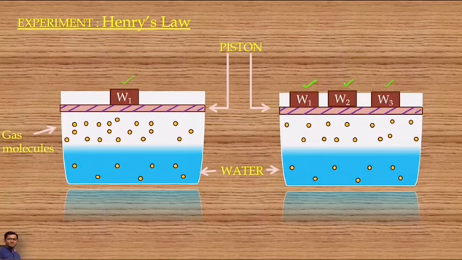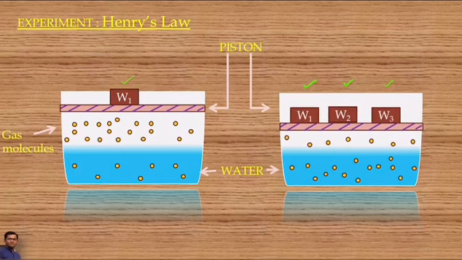So see, as we increase the pressure, you can see more gas molecules get dissolved in the solution, in the solvent. So from this experiment, we can conclude that the solubility or the mole fraction of gas in the solution is directly proportional to the partial pressure of gas over the solution. This is Dalton's law that you have already studied in class 11, but in Henry's law we will write this statement inversely.